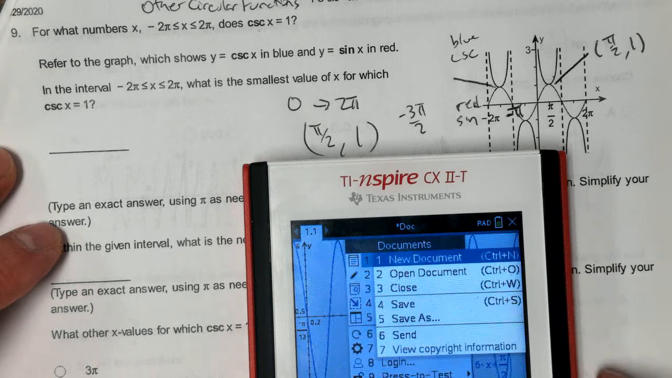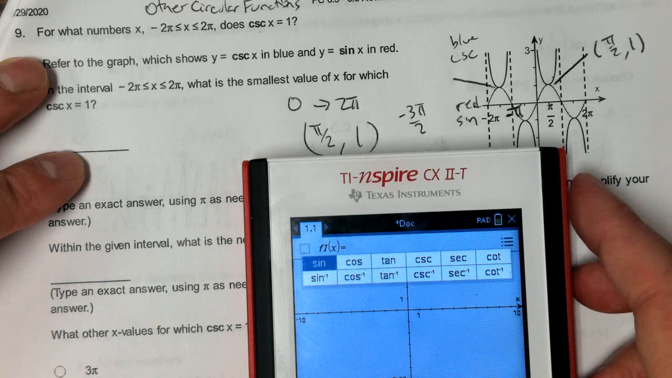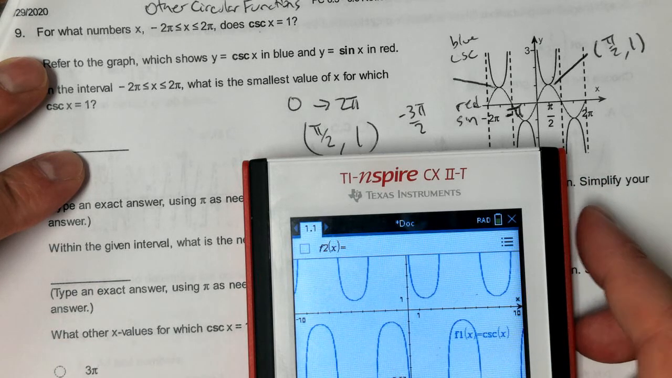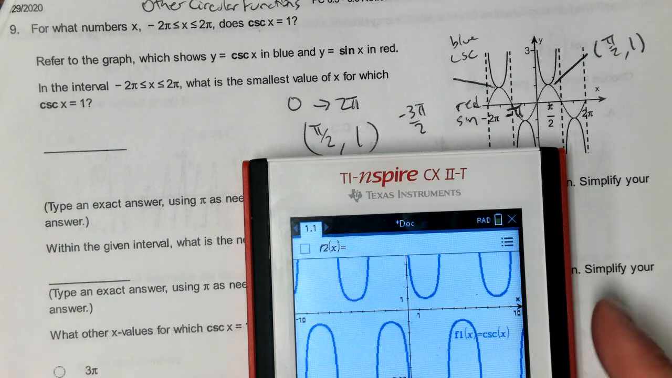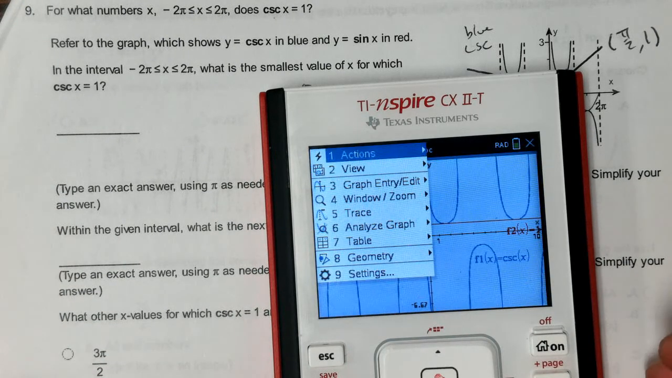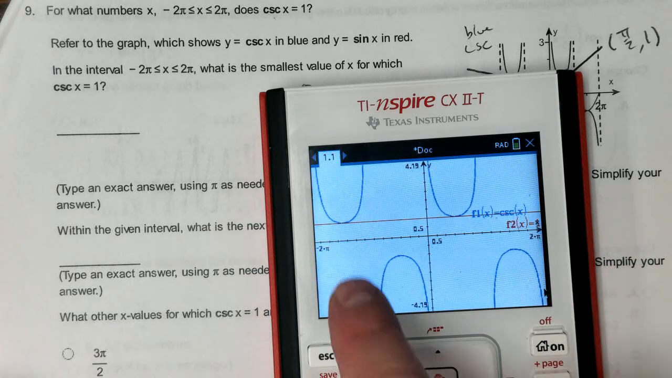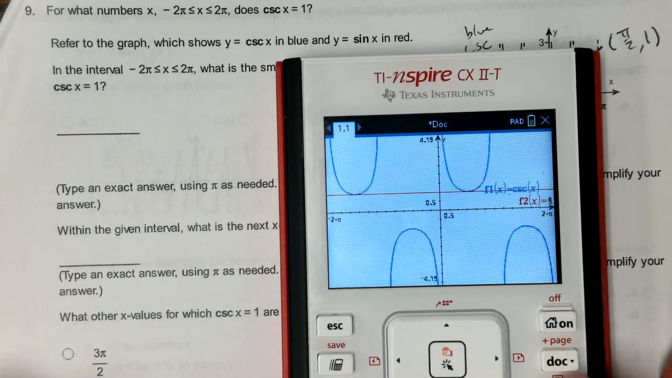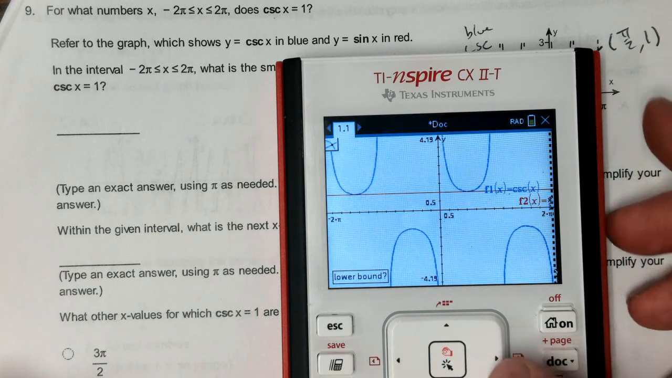Now, if you did this on the calculator instead, you'd get cosecant x and where it's equal to 1. So I'm putting f2 as 1. And we want our window to be a trig window, so I'm going to go 8 there. Here you can either do minimum or you can do intersect. Menu, analyze. I'll do intersection.